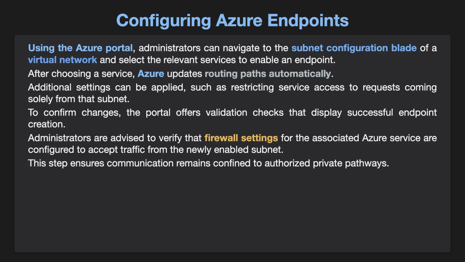Using the Azure portal, administrators can navigate to the subnet configuration blade of a virtual network and select the relevant services to enable an endpoint. After choosing a service, Azure updates routing paths automatically. Additional settings can be applied, such as restricting service access to requests coming solely from that subnet. To confirm changes, the portal offers validation checks that display successful endpoint creation. Administrators are advised to verify that firewall settings for the associated Azure service are configured to accept traffic from the newly enabled subnet. This step ensures communication remains confined to authorized private pathways.